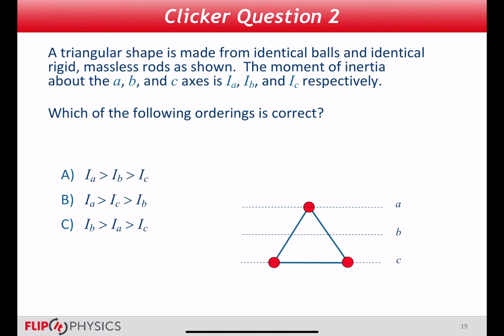So here is an example. A triangular shape is made from identical balls and identical rigid massless rods, as shown. The moment of inertia about the A, B, and C axes: which of the following orderings is correct if you rotate around A, B, and C? So let's consider this to be 1 meter.